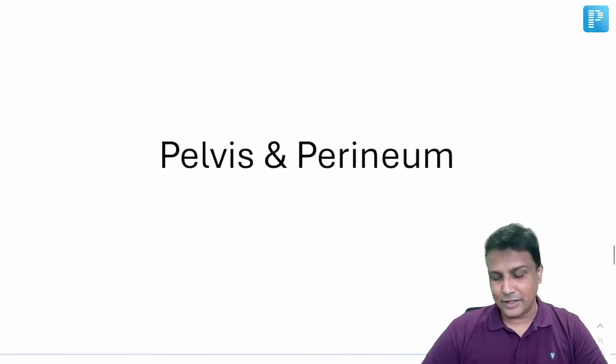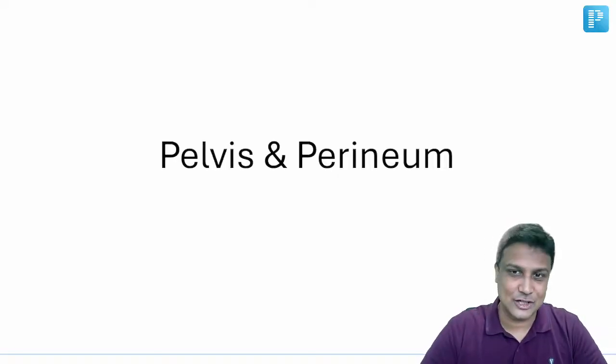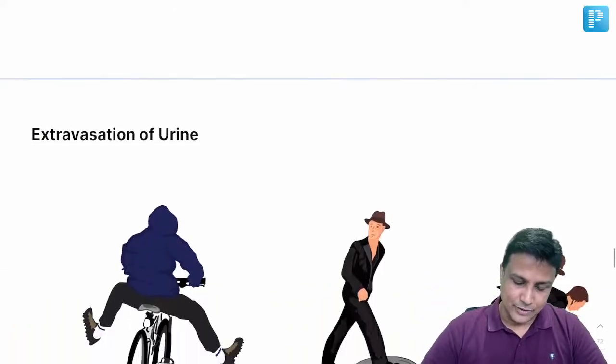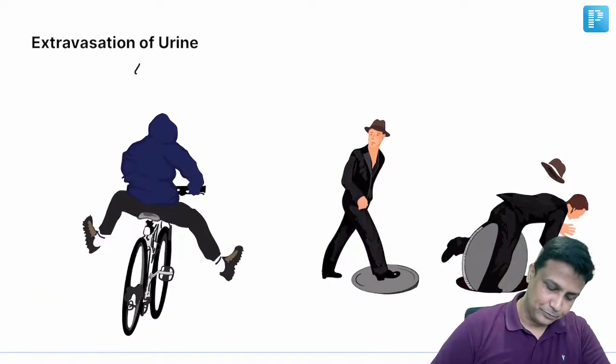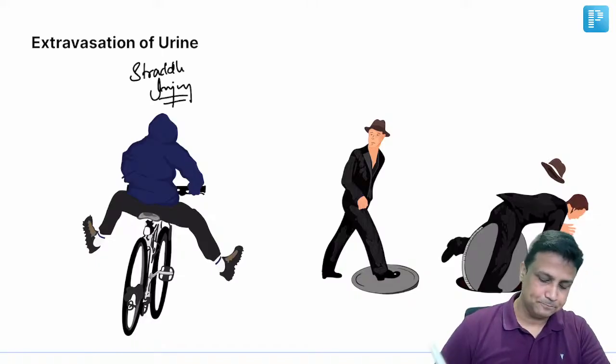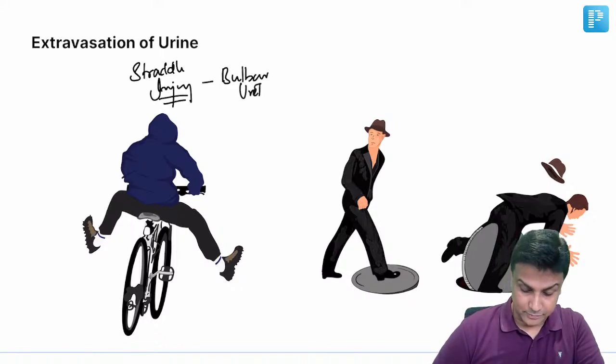Now, once you are done with this one here, let us go to the next topic. That is pelvis and perineum topic. And of course, your INI-CET examiner is also interested in the extravasation of urine. So you have to remember two cases here. Number one case here will be the straddle injury. Now, what do you mean by the straddle injury here? Riding the bicycle on the bumpy road. And remember, in the straddle injury, the urethra that will be ruptured here will be the bulbar urethra.